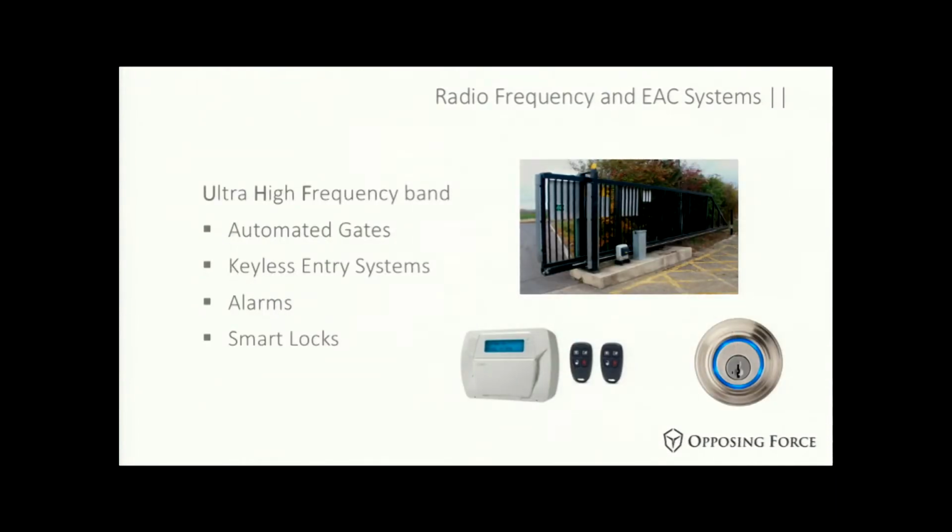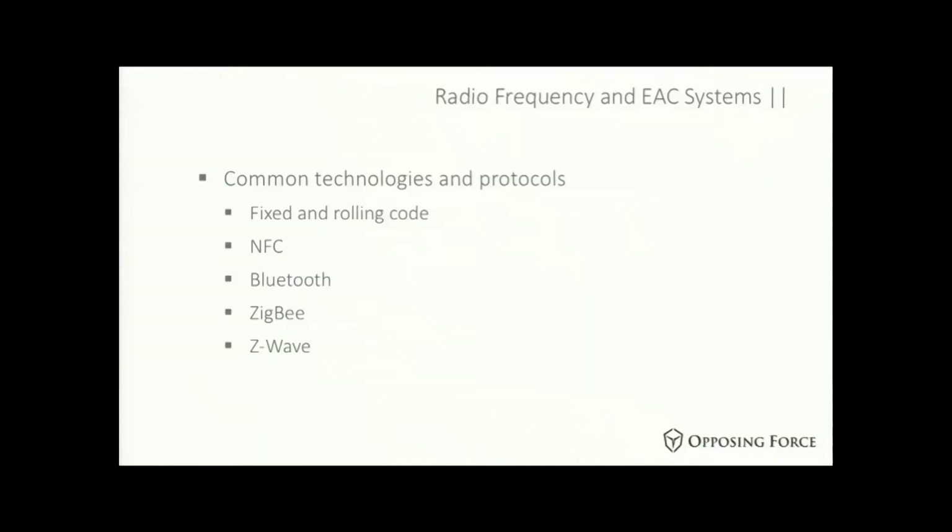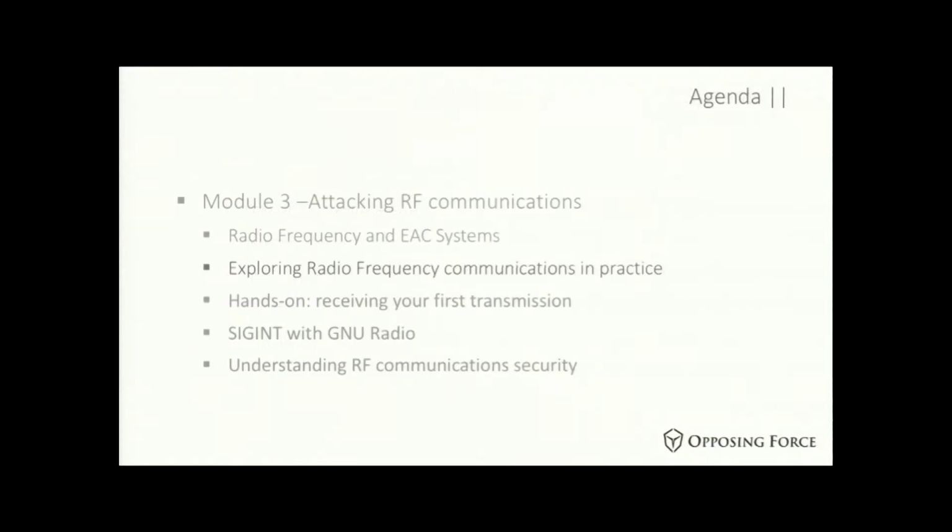Then we have ultra high frequency, which is used for gates and keyless entry systems for the car, where you don't have to pull the key of your car out of the pocket. Smart alarms and smart locks often use Bluetooth Low Energy and similar. So we have fixed code, rolling code, NFC, Bluetooth, Zigbee, Z-Wave. The last two are very common in IoT ecosystems, so it's very interesting to look at those protocols.